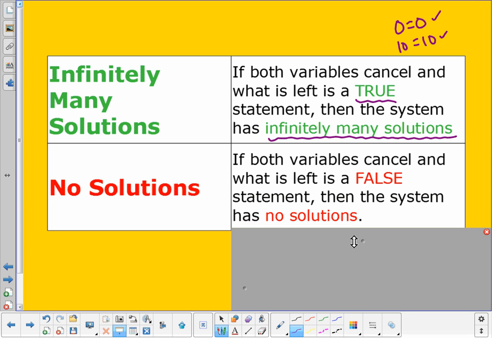If both variables cancel out and what's left is a false statement, so you end up with something like 0 equals 3, we know that is not true, false. So we can call that the not equal to sign. Then the system has no solution. So if you're left with a false statement at the end, then you've got no solution to that system.